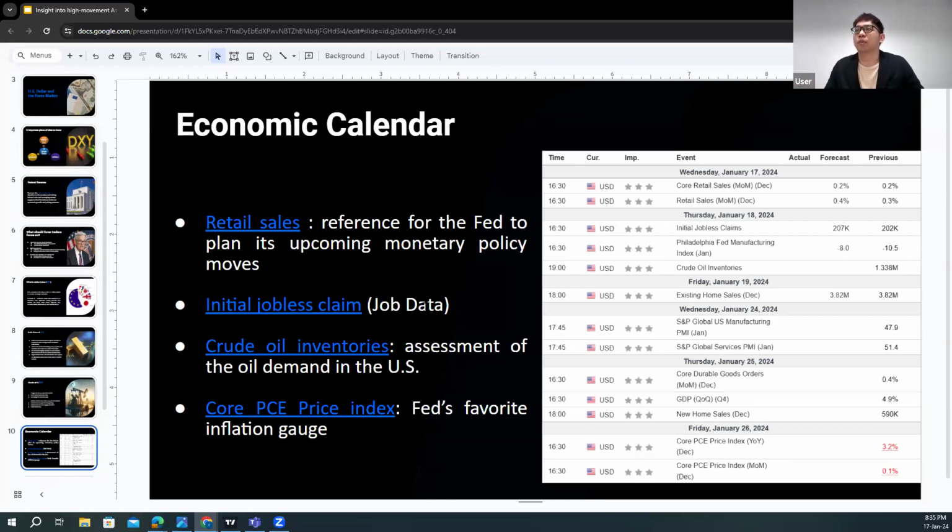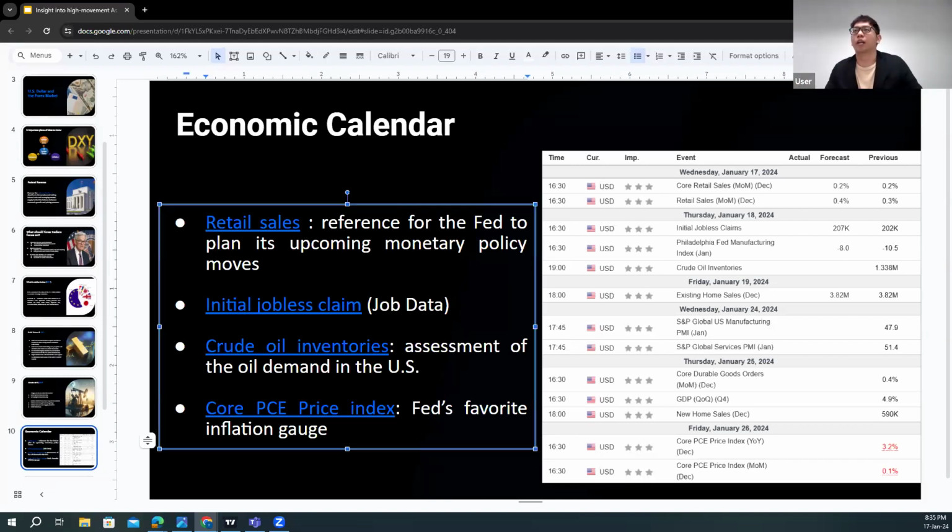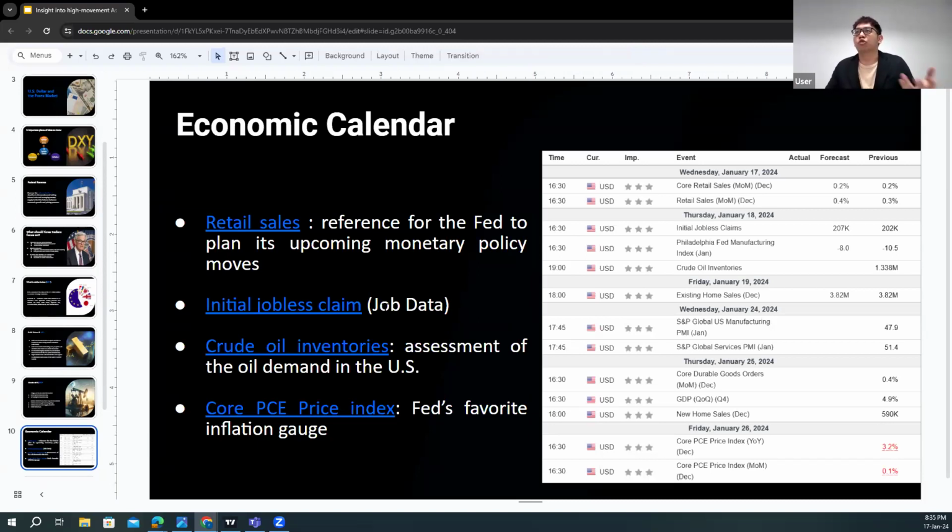And the next one is the job data. Remember, we talked about employment. Initial jobless claims is the job data. It counts those who lost their job for the first time and can get this claim from the government. From there we can see how many people are actually losing their job. Is the number increasing or decreasing?